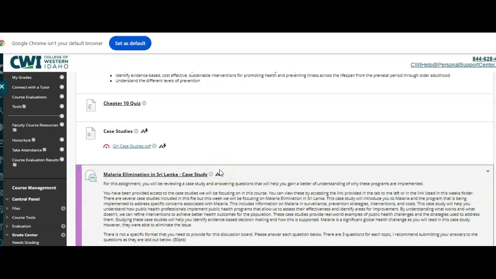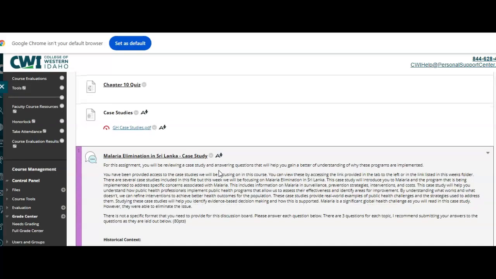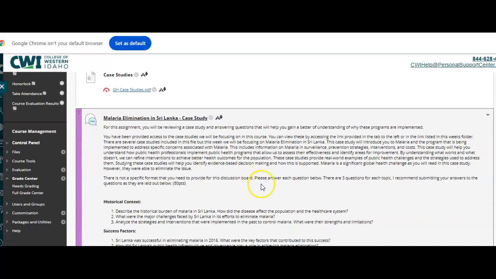This case study will introduce you to malaria and the program that is being implemented to address specific concerns associated with malaria. This includes information on malaria in surveillance, prevention, interventions, and costs. This case study will help you understand how public health professionals implement public health programs that allow us to assess their effectiveness and identify areas for improvement.